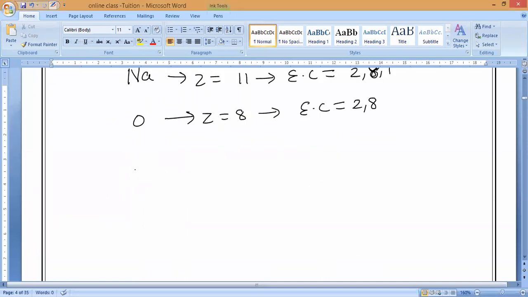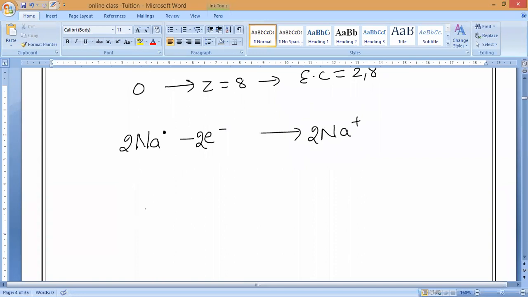So now, what is the combined electronic configuration? Sodium is 1, so it will lose 1 electron and become Na plus. But here oxygen wants 2 electrons, so we take 2 sodiums and 2 electrons. It will become 2 Na plus. Yes or no? Next, oxygen has 6 electrons, so it will gain 2 electrons and turn into O2 minus. That's all.